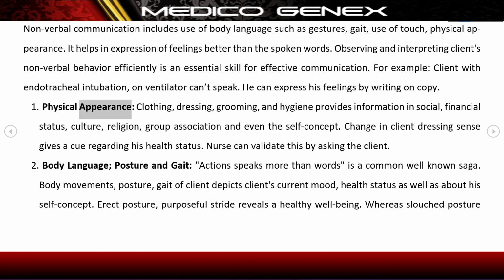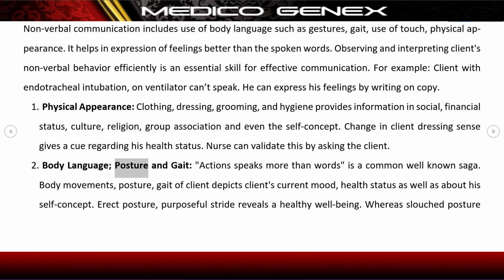Physical appearance, clothing, dressing, grooming, and hygiene provide information on social and financial status, culture, religion, group association, and even the self-concept. A change in the client's dressing sense gives a cue regarding his health status. The nurse can validate this by asking the client.